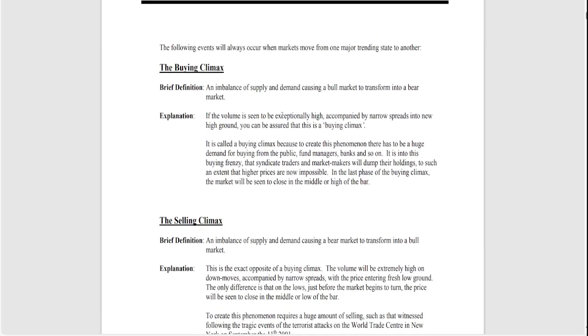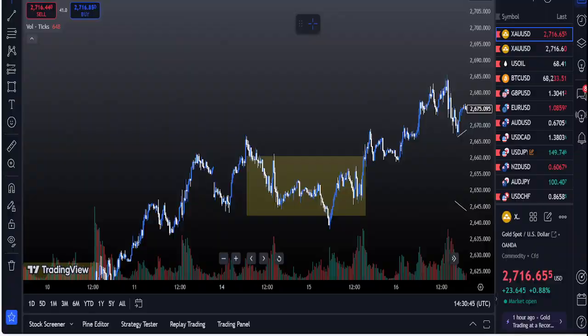Just read this buying climax thing. Buying climax: an imbalance of supply and demand, and after a buying climax comes a selling climax. A buying climax is an imbalance of supply and demand causing a bull market to transform into a bear market. If volume is seen to be exceptionally high with a narrow spread into new high ground, you can be sure that this is a buying climax. Let me tell you how a buying climax looks.